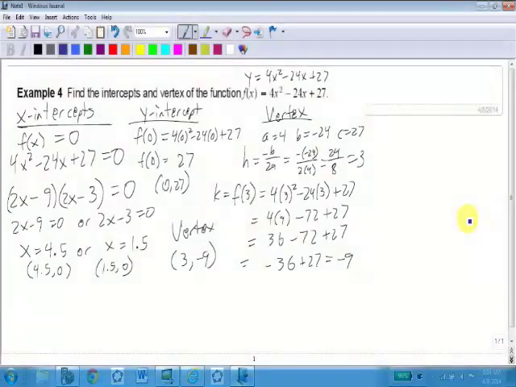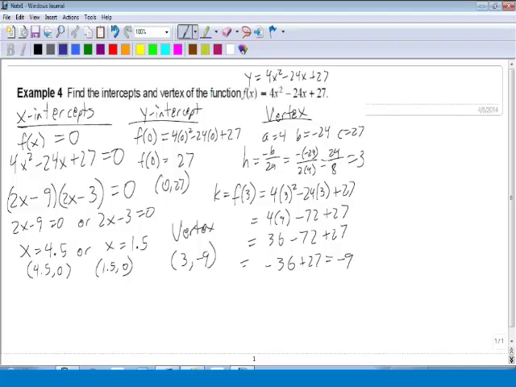I believe we finished up with example 4 last time. Finding the intercepts and vertex of this particular quadratic function, and we found just about everything that we needed. To find the x-intercepts of any function, basically you set the expression that's used to define the function equal to 0, solve that for x, and we did. We were able to factor that quadratic expression. We got 4.5 and 1.5 for the x-intercepts.